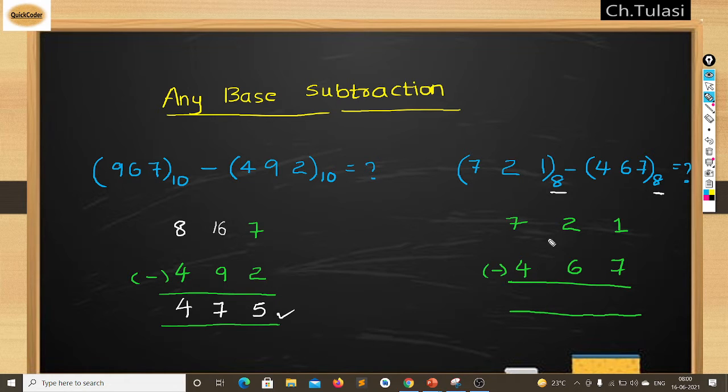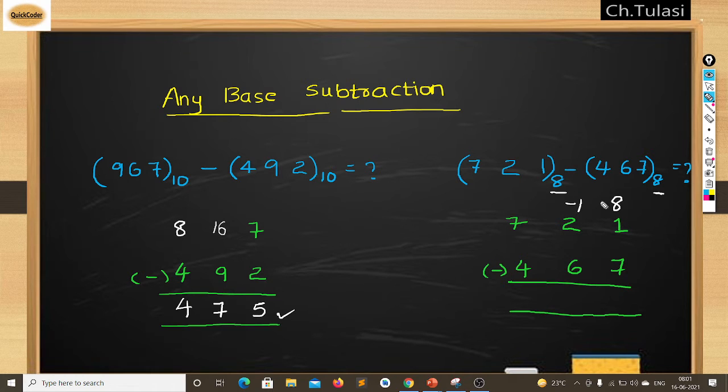These two are octal numbers. It is also similar to decimal subtraction, but I will explain one slight change. Here, 1 minus 7. 1 is smaller than 7, so we cannot take 7 from 1. What we will do is borrow from the left side. In the previous one, we borrowed 10 because it was a decimal number, but here we will borrow 8, and here there will be minus 1.